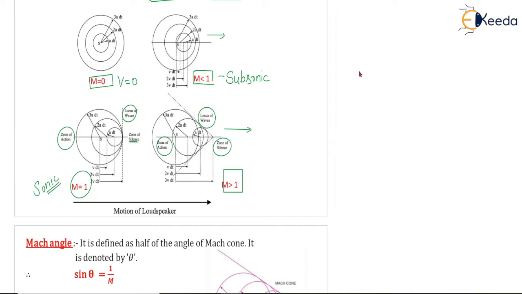So what is speed? Speed is equal to distance by time. That's why we are getting the unit meter per second.